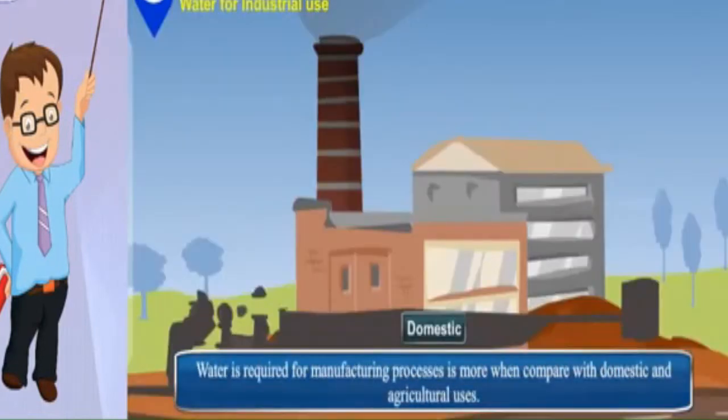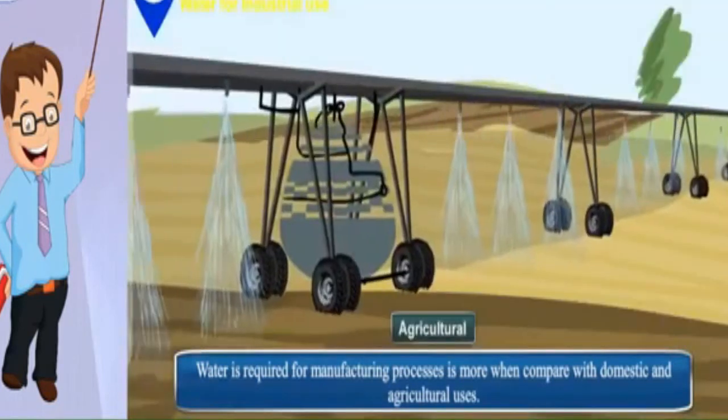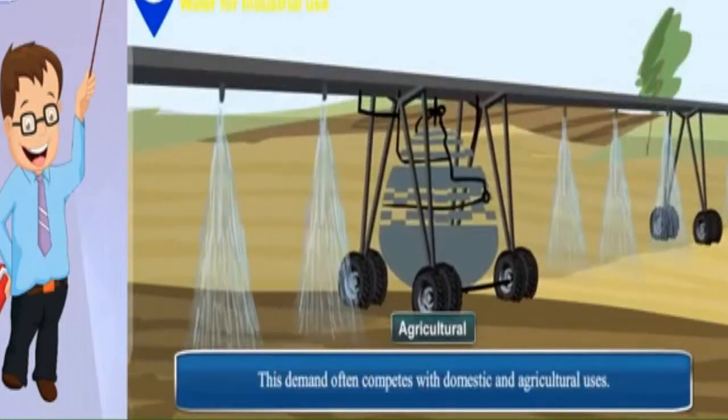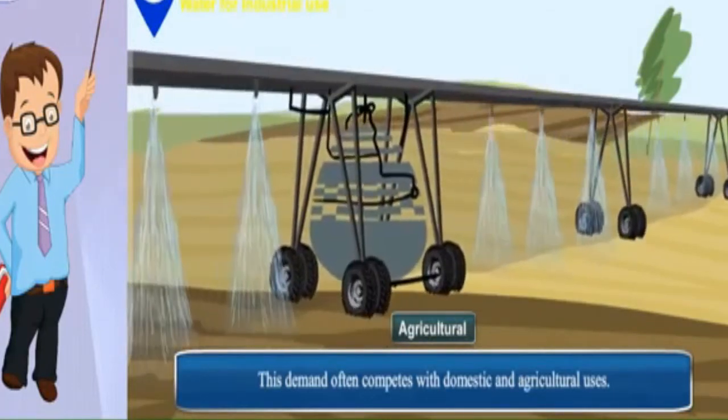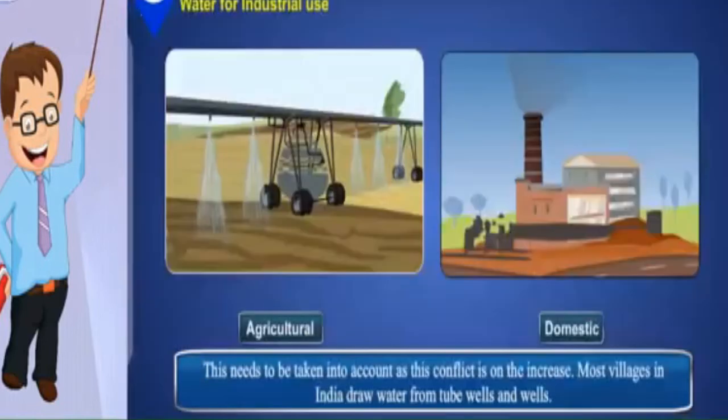Water required for manufacturing processes is more than compared with domestic and agricultural uses. This demand often competes with domestic and agricultural uses. This needs to be taken into account as this conflict is on the increase.